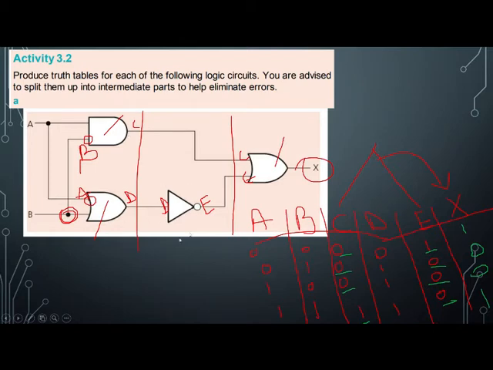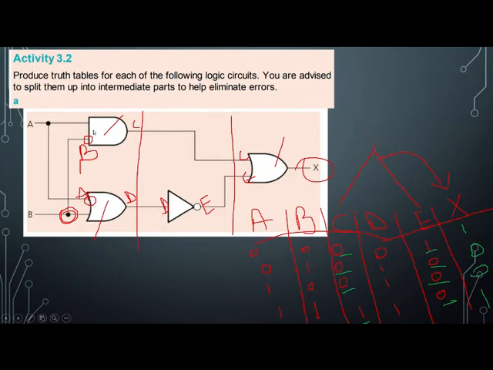There you can label them with C and D. Similarly, in this gate, D is the input and they are producing E. And the input of this gate is C. Look at this, C is the input and E is the output. They are producing X.